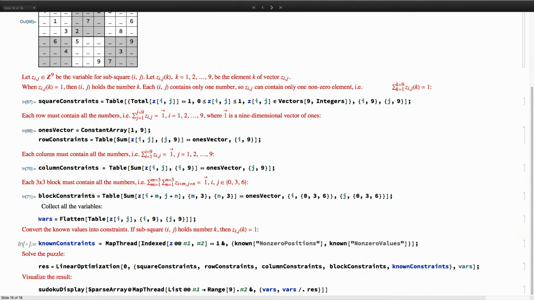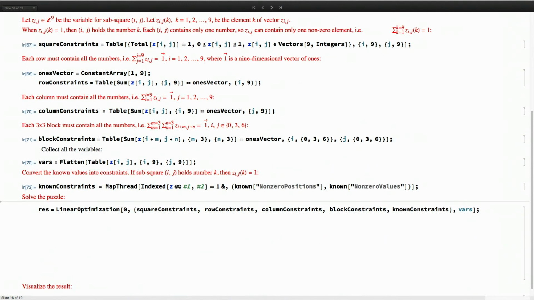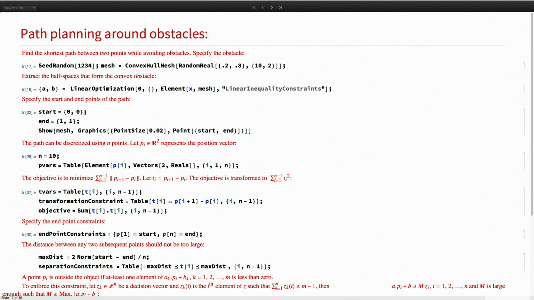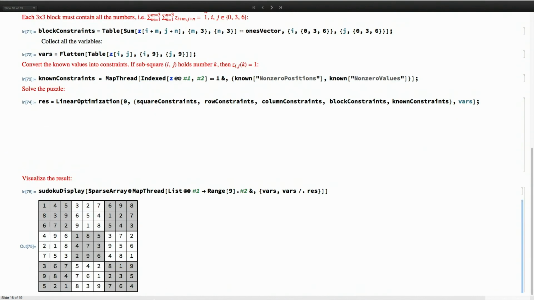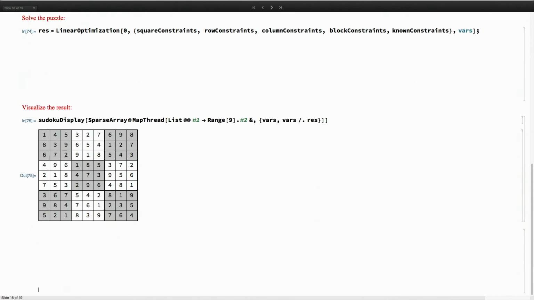Now we're going to collect all these variables, and we're going to specify the constraints that were given to us, all these known digits. So we substitute those in, and we solve our linear optimization problem. Let me just make this bigger so that you can see it better. So we solve that, and that's our result. And it happens quite quickly.